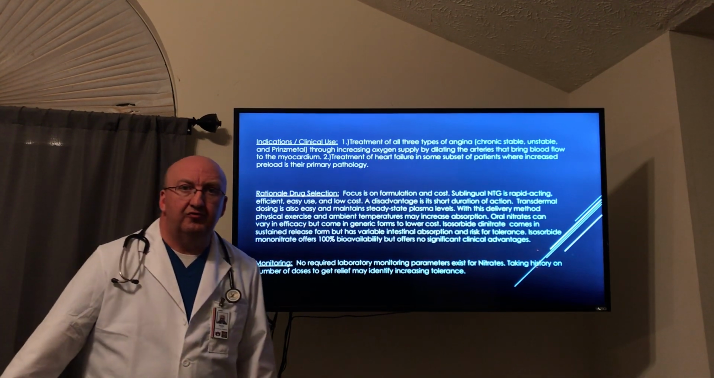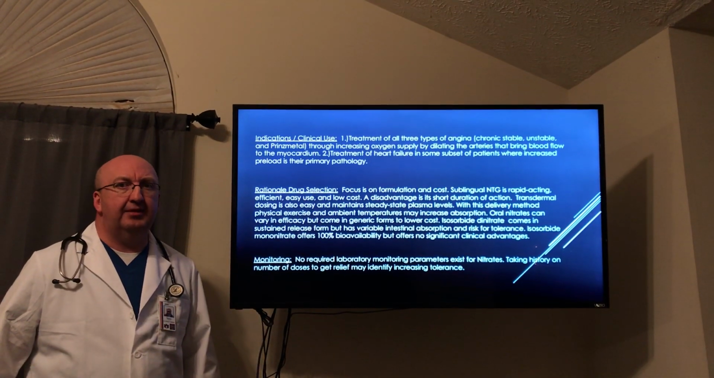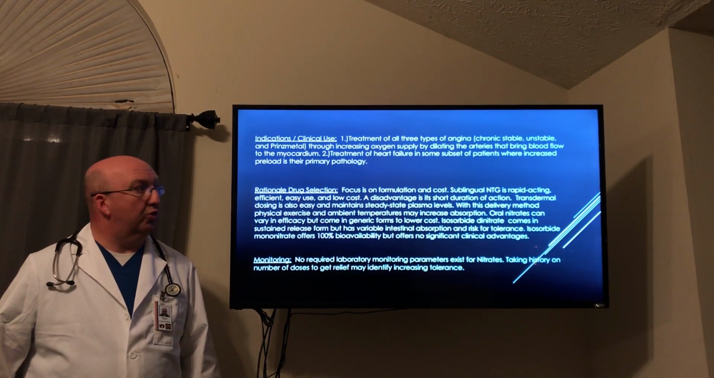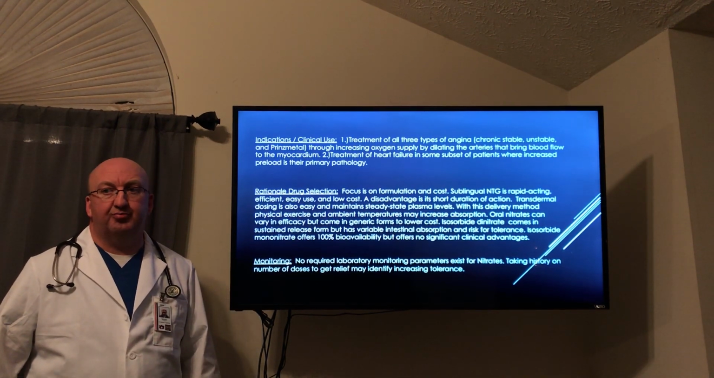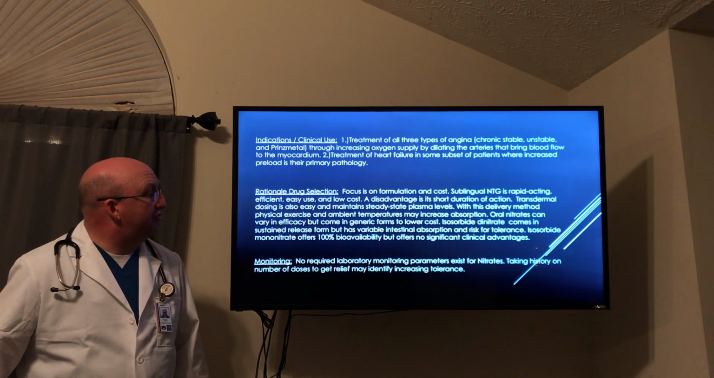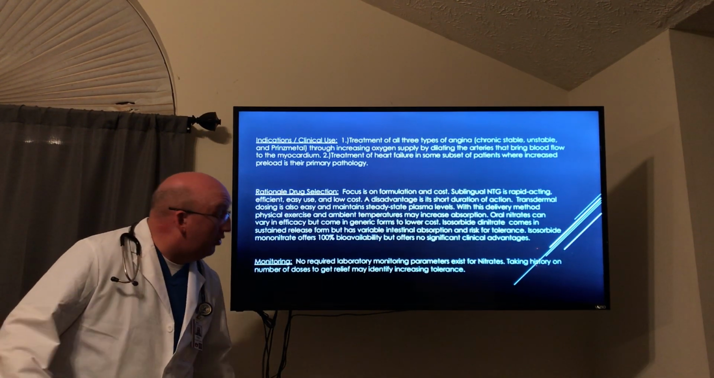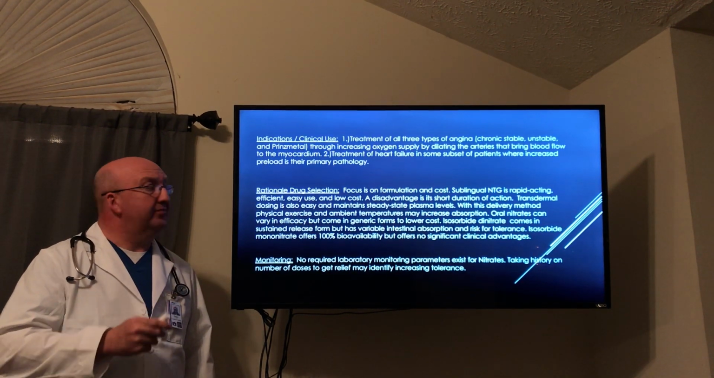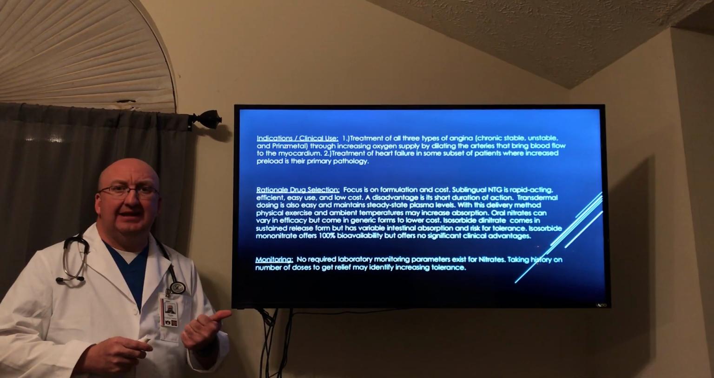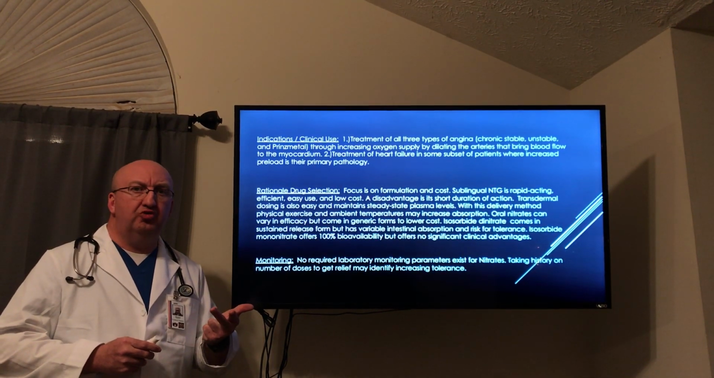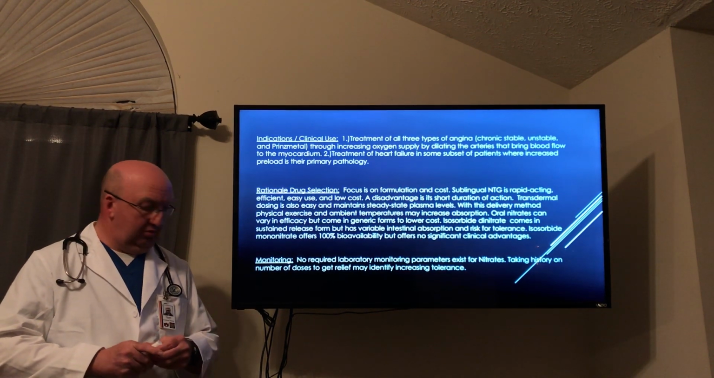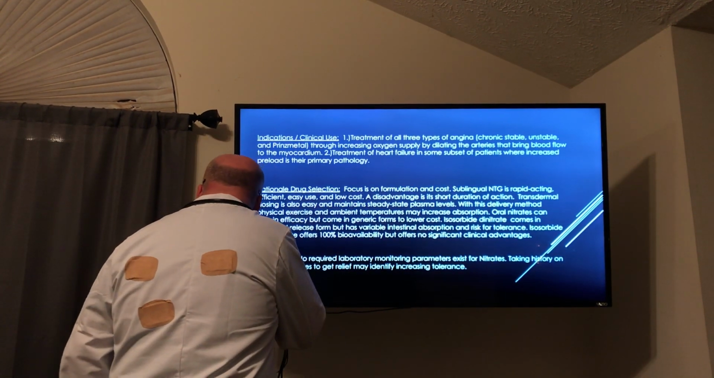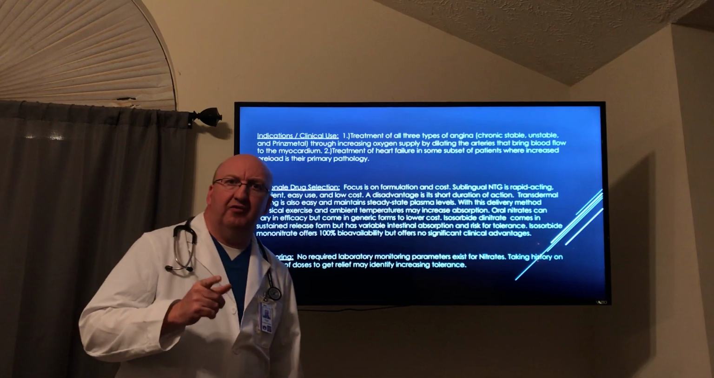The clinical use for nitrates is to treat all three forms of angina pain. It also is helpful in some subsets of heart failure where the pathology is increased preload. Some of the rational drug choices: sublingual is rapid acting, efficient, easy to use, and low cost. Transdermal is also easy to use, but you do have to remember to tell them to take off the extra patches.